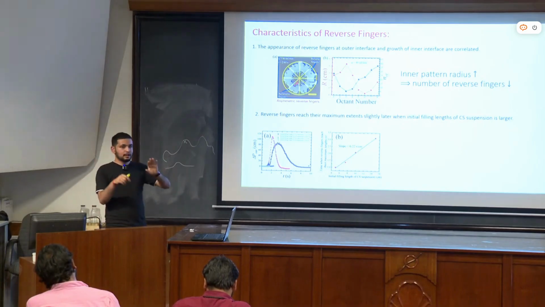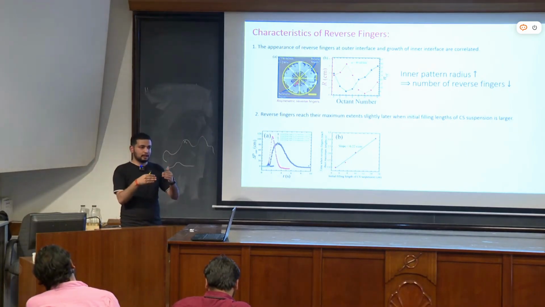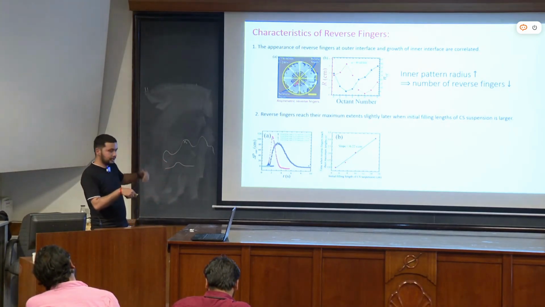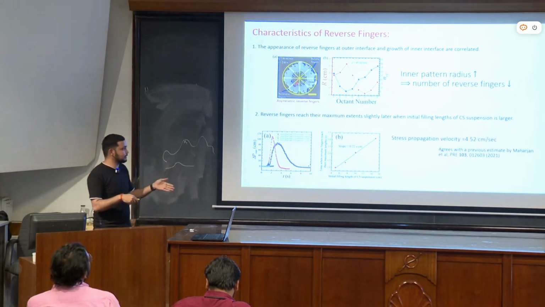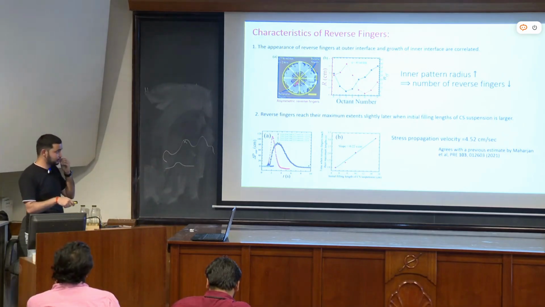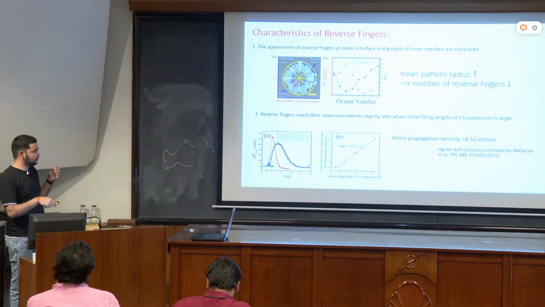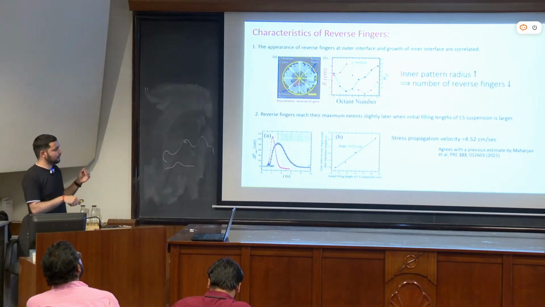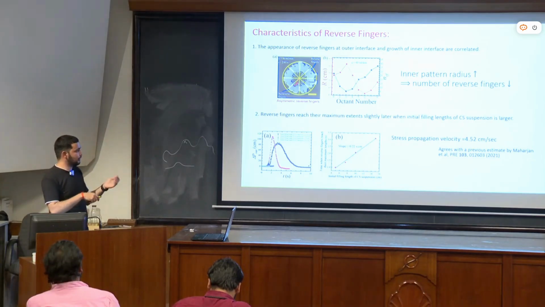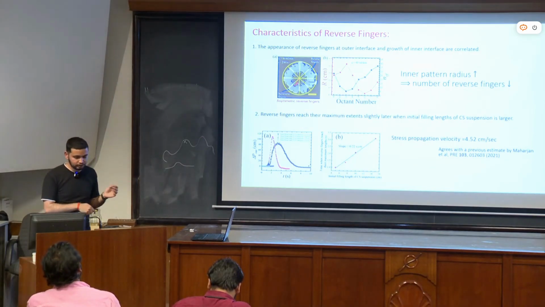We also do some rheology experiments, where we want to see which regime our experiments are falling into. These shear rates are calculated from the pattern. So you have the finger growing, you can calculate its velocity, and then you can get the shear rates by this formula. And what we see is that the shear rates lie in the shear thickening regime of the Cornstarch suspension.